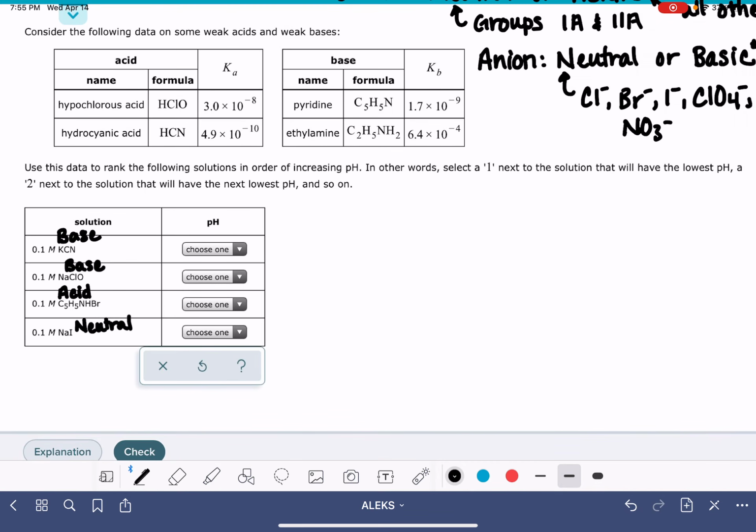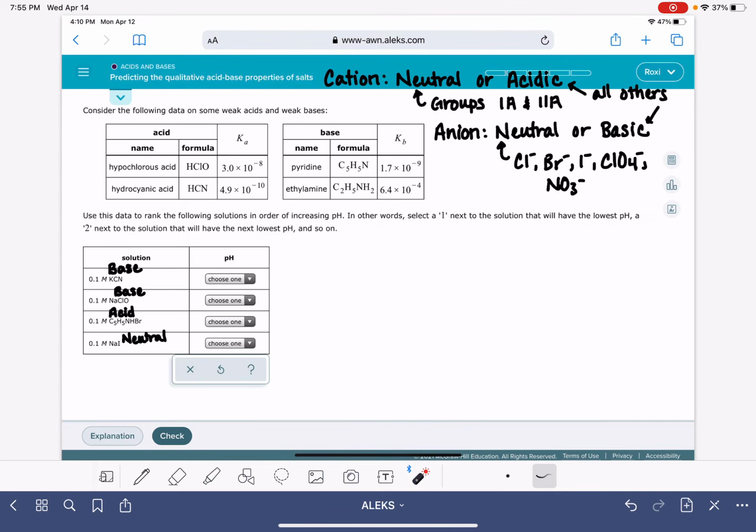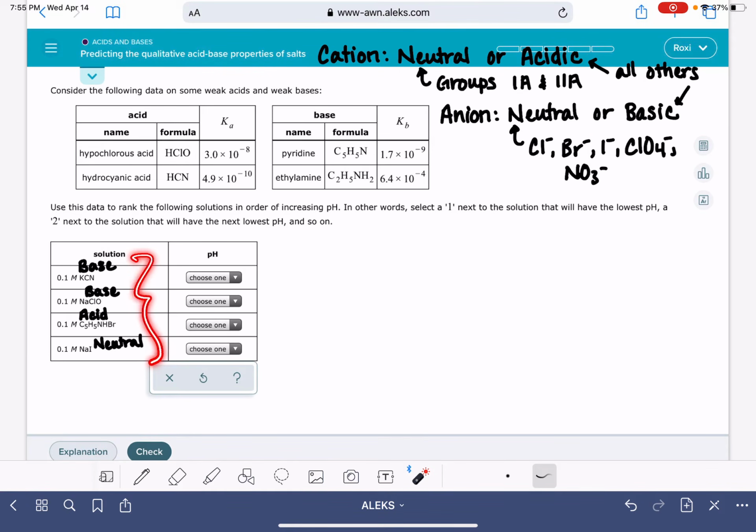And again, what I was doing there with all of these compounds is I was looking at the cation, determining if the cation was neutral or acidic, and then I was looking at the anion and doing the same thing. Is the anion neutral or is the anion basic? So this has got me a good start on this.